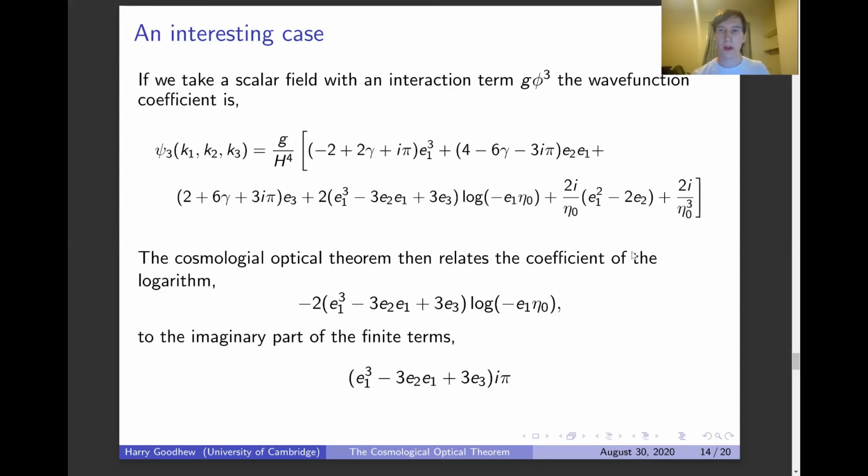However, a fairly interesting cancellation also will occur, from the fact that we change the sign in the log, which introduces an i pi term, and this term is what cancels with the imaginary part of the finite terms. And therefore, the cosmological optical theorem actually relates these two coefficients, and this can be seen explicitly here. The coefficients are the same.